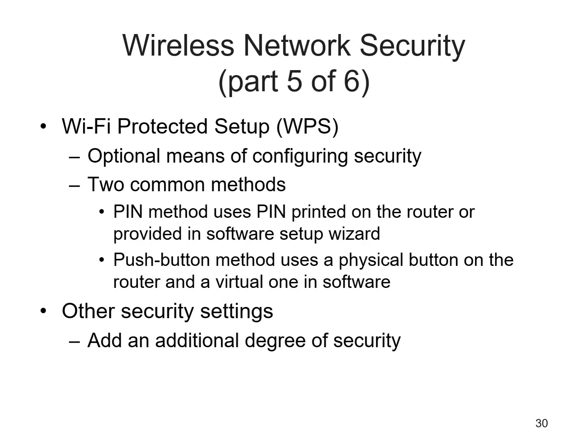Now, Wi-Fi Protected Setup (WPS) is an optional means of configuring the security. Two common methods are: a PIN method that uses the PIN printed on the router, or a software setup wizard through which you can connect to that router.